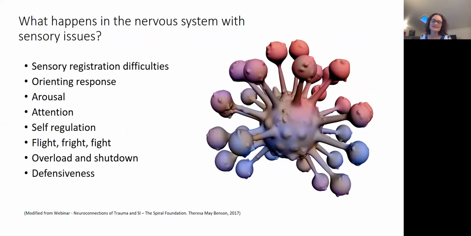So what happens in the nervous system when there are sensory issues? There could be sensory registration difficulties. So these are receiving incorrect information from the environment. So not knowing how hard to press with a pencil. Or it could be not being able to know how hard or how fast to throw the ball. And so if they throw the ball too hard, then it's not going to be a really fun game of catch and throw if they can't coordinate that to make it work for the other child.